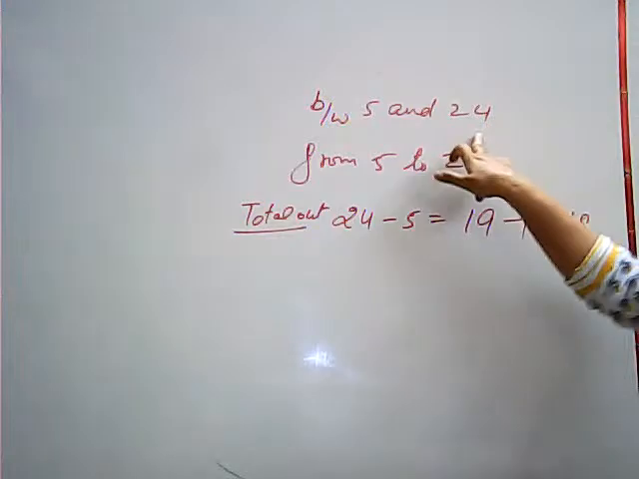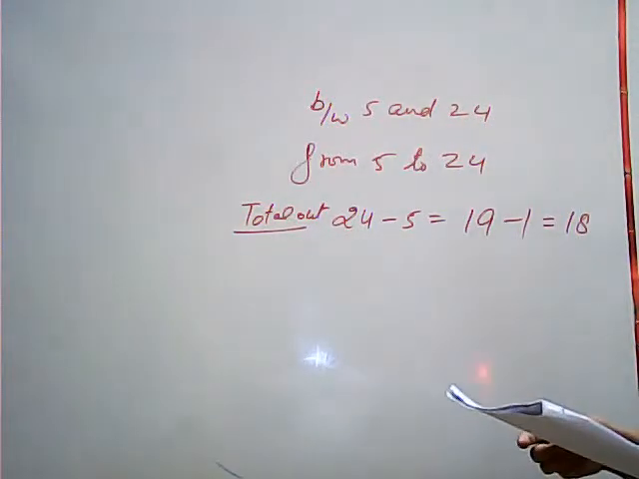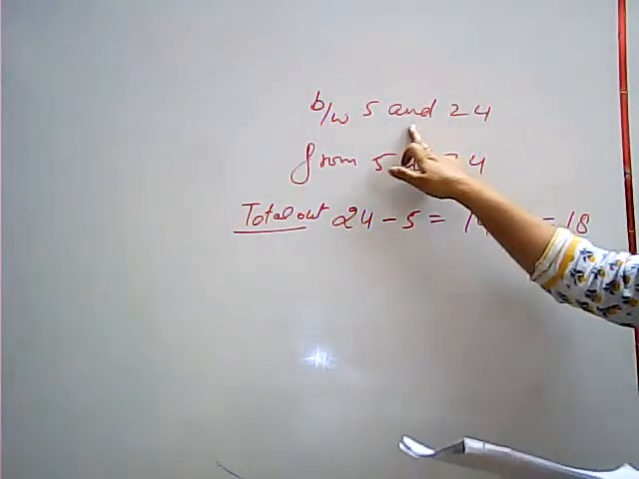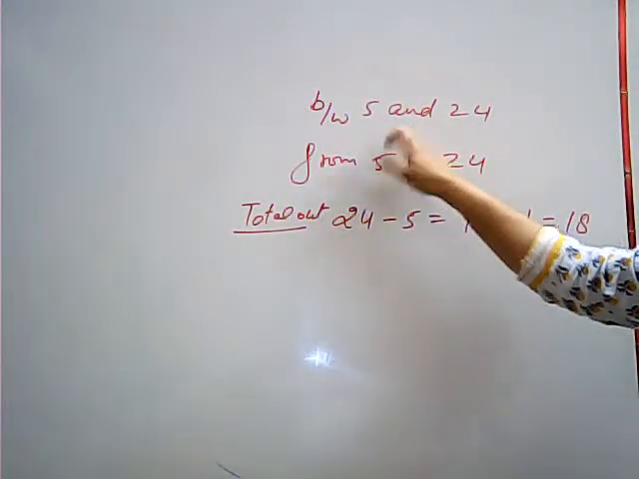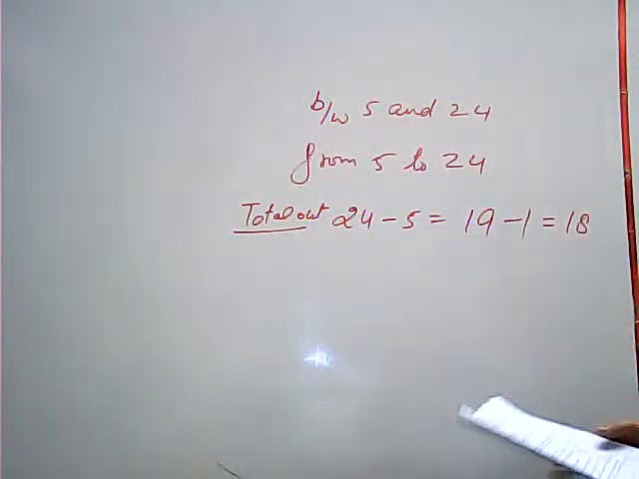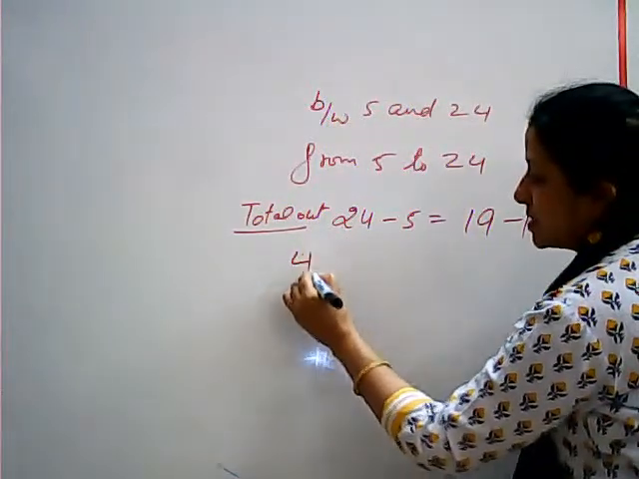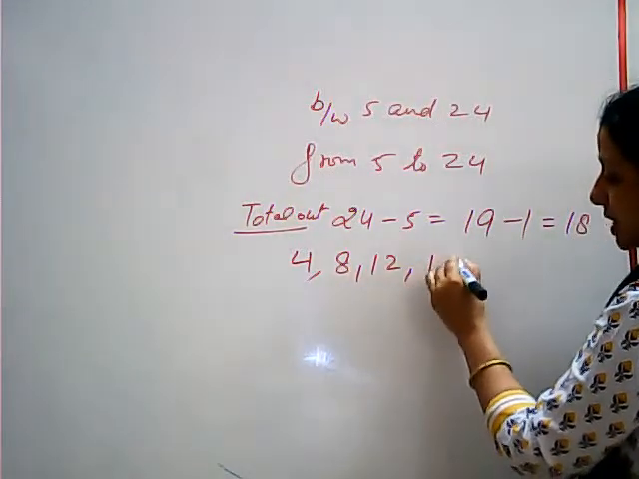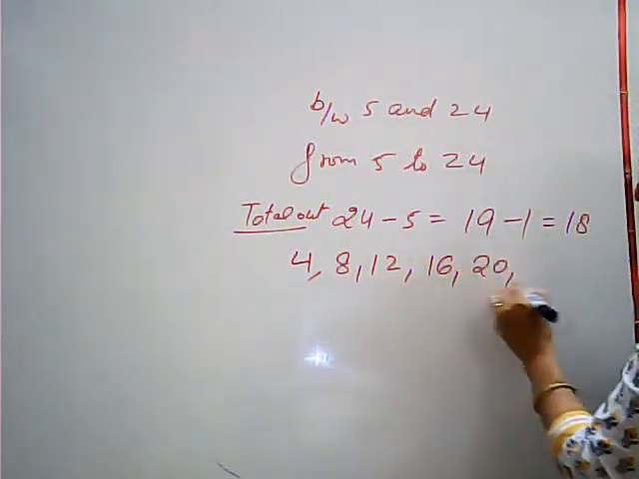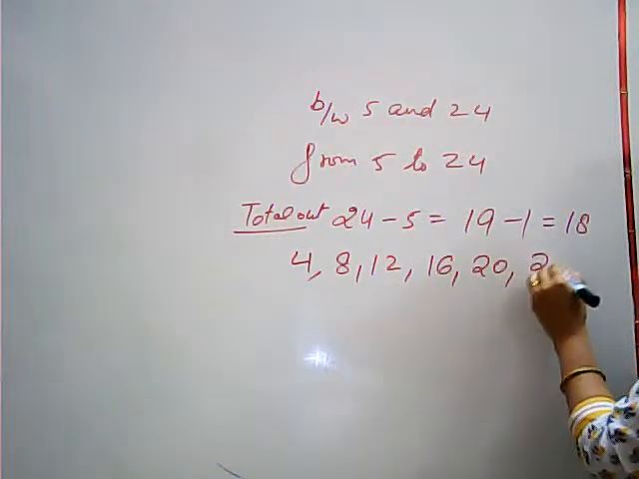And if your question is to find the probability of the number that is divisible by 4, okay, the number that is divisible by 4, so you have to write the numbers that are divisible by 4: 4, 8, 12, 16, 20, and the next number is 24.